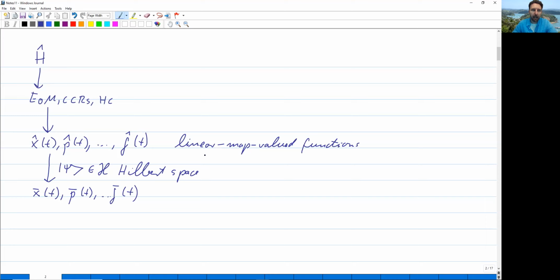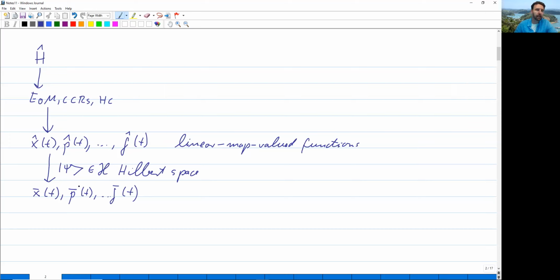Notice that here I used on purpose language and notation that did not refer to a basis. See, these x hat, p hat, f hat are linear maps. For every point in time, these are linear maps, mapping vectors of a Hilbert space into vectors in a Hilbert space. And this is the level on which the physics is happening.